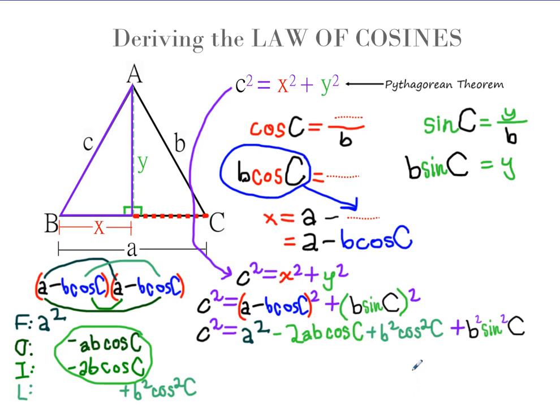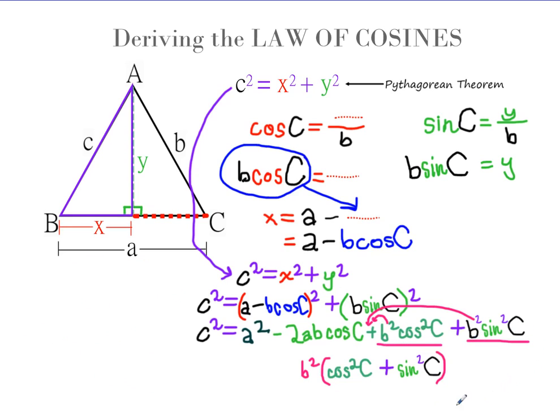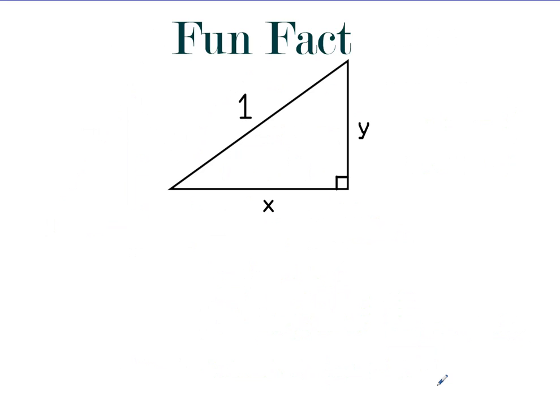So there we are. At this point, we recognize that over here, we have b squared in both of these terms. And so we can factor that out to right in front of that and write it out. But this is the law of cosines. It shouldn't have any signs in it. So we need to go to a fun fact.